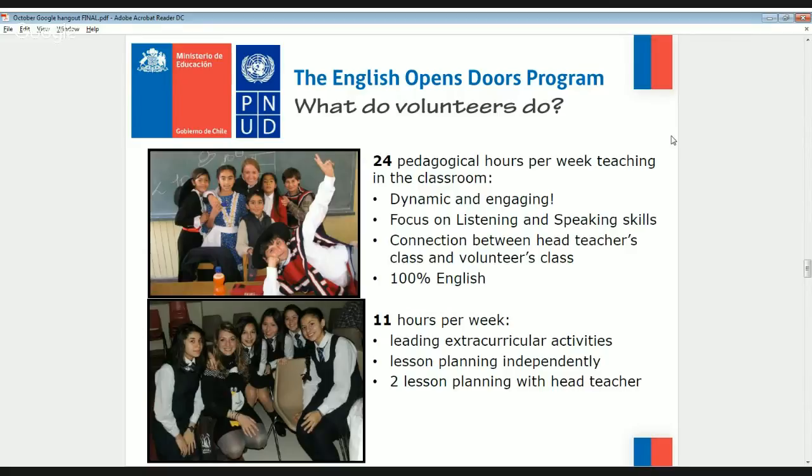So we ask our volunteers to create an English immersion experience for their students for the amount of time that they have them in class. The 11 other hours are dedicated to other tasks that we would ask you to accomplish to be an effective volunteer. For example, time to do your individual lesson planning, as well as lesson planning with your co-teachers, so that you and your head teacher can ensure that there is a recognizable link for the students between your two classes. We also ask our volunteers to create extracurricular activities to implement within their school community for their students to really get involved, engaged, and motivated.